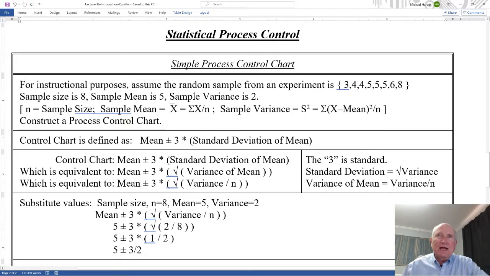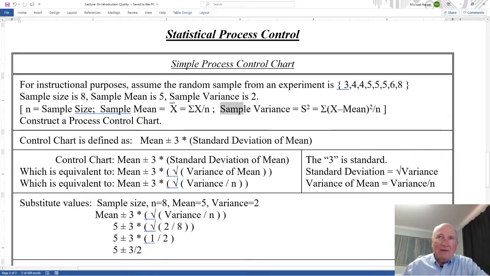Assume the random sample from an experiment is 3, 4, 4, 5, 5, 5, 6, 8. I rank ordered it. The sample size is 8 because there are 8 numbers. The sample's mean is 5, because I sum the numbers and divide by 8, and I got 5. And the sample variance is 2. I sum the squared differences about the mean, divide by n, and that's going to be 2. And notice I'm dividing by n.